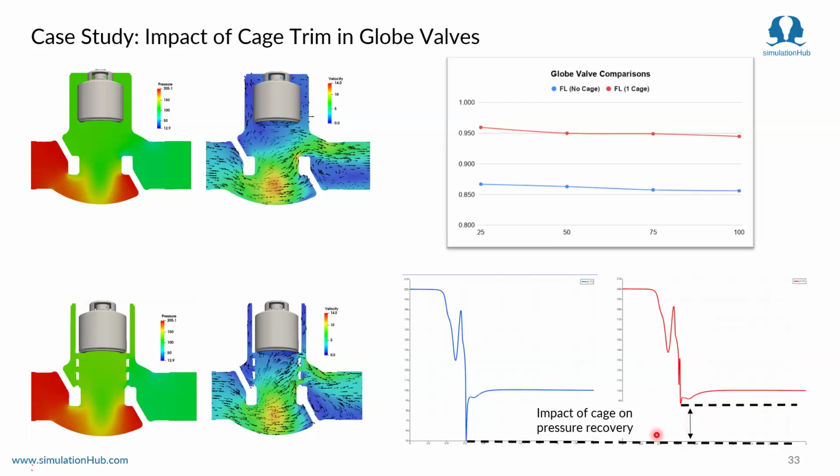We can also see that with the cage stream, the pressure drops in stages rather than dropping all at once. And if we add more cages in globe valves, we will be able to drop the pressure in more stages, further dropping the pressure in stages and therefore bringing the FL value closer to 1. So this case study concludes that having a cage trim in a globe valve, or having a device which reduces the pressure in stages, helps in maintaining a higher FL value across all openings in a valve.